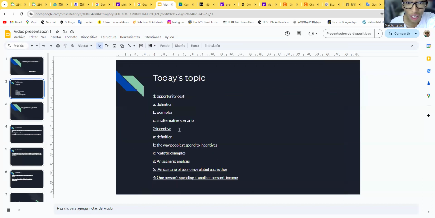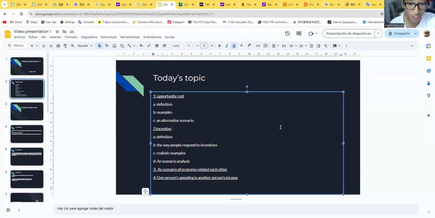Then we'll be talking about the definition of incentive, and how people respond to incentives. I'll show you some realistic examples of incentives. Then I'll show you a scenario analysis, and I will explain the analysis of the scenario.